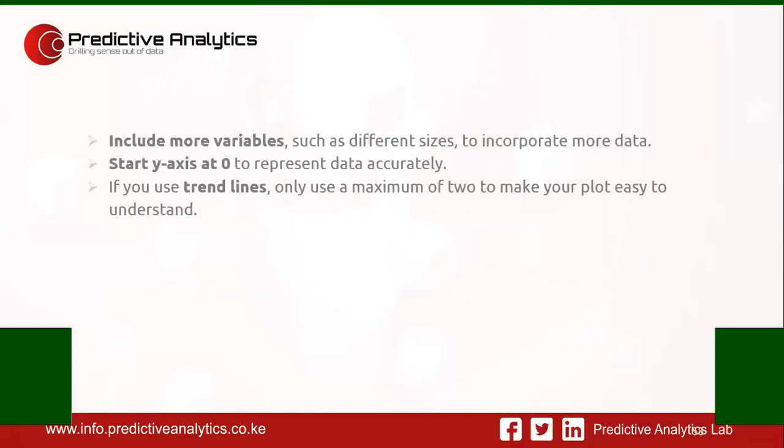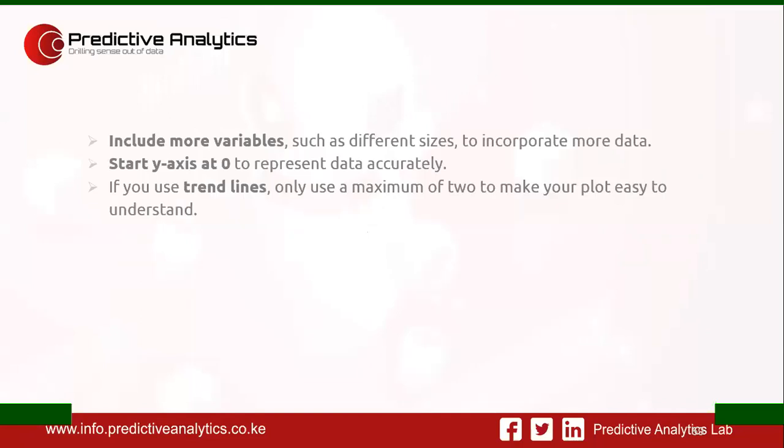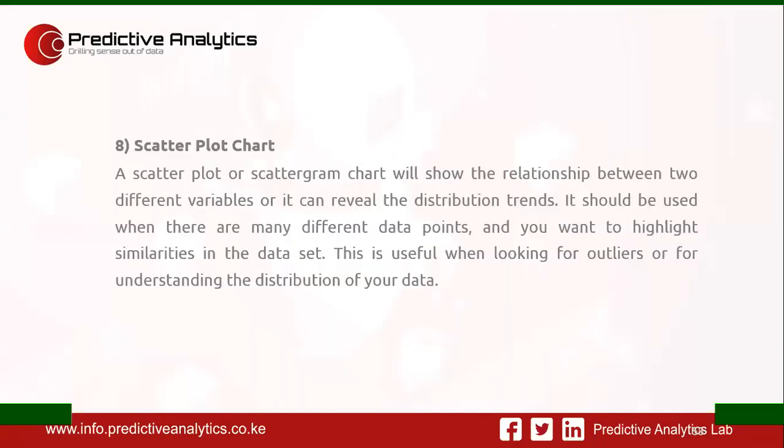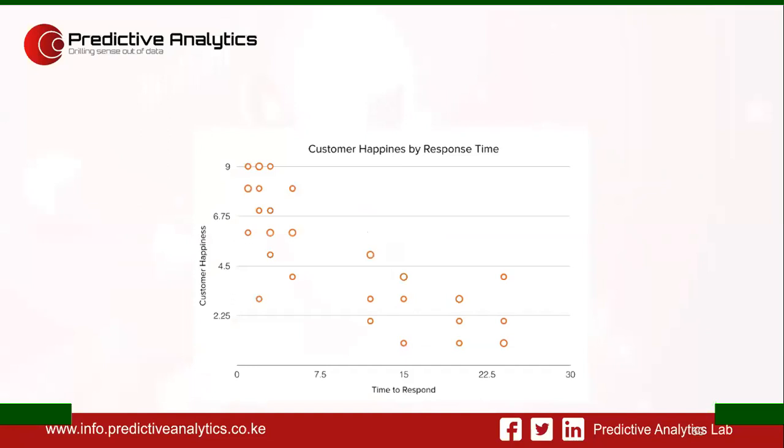A scatter plot can include more variables such as different sizes to incorporate more data. Start y-axis at 0, again important to represent data accurately. If you use trend lines, only use a maximum of 2 to make your plot easy to understand. So this is an example of a scatter plot.